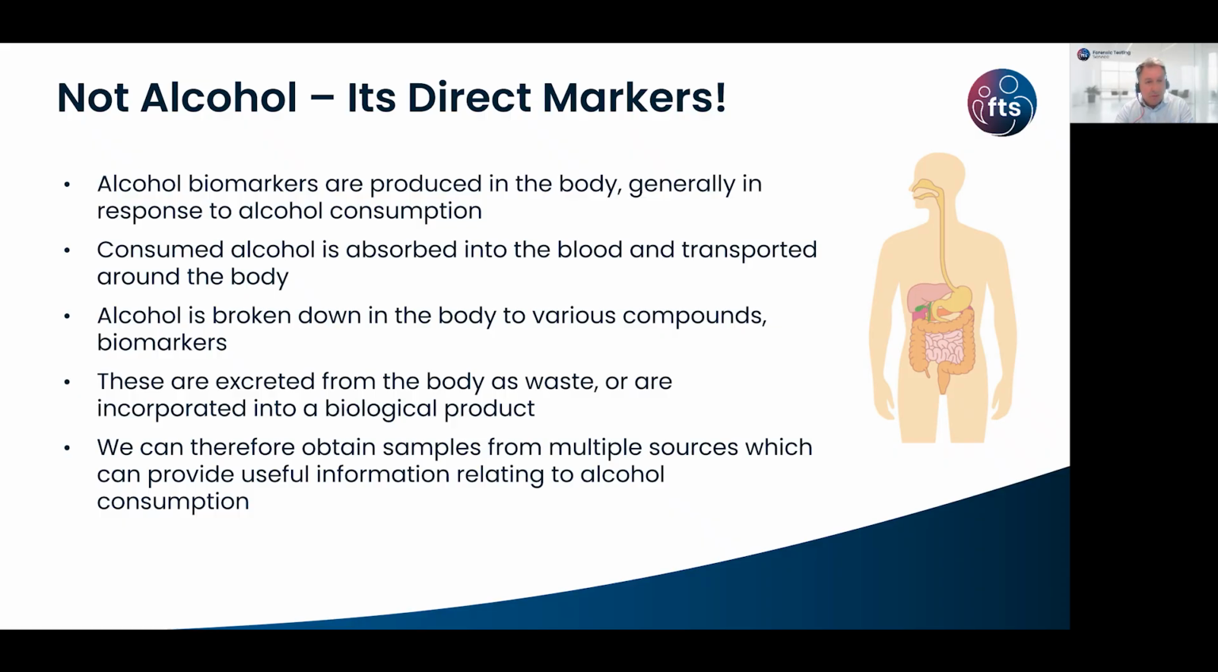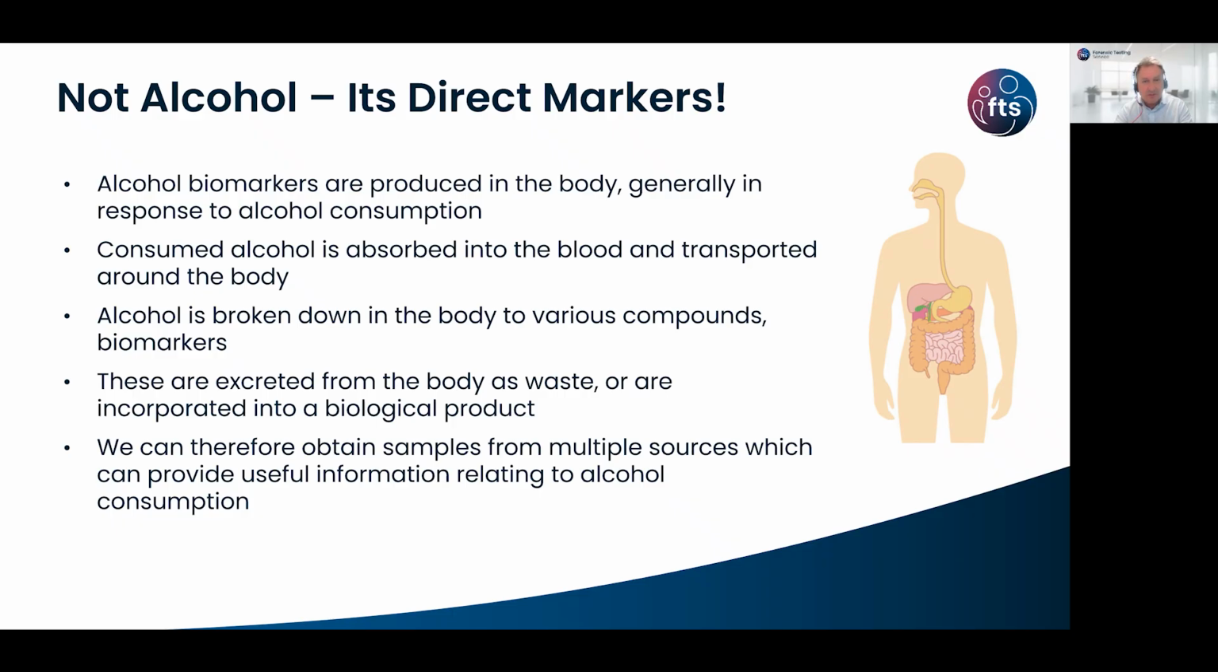So when we're testing for alcohol, we're not actually looking for alcohol, weirdly. We're actually looking for what's called the biomarkers of alcohol, and this is what's produced in the body, which is generally in response to you consuming alcohol. So consumed alcohol is absorbed into the bloodstream like anything that you would ingest, and it gets transported around the body and it gets metabolized. So it breaks down as it goes through the body to various different compounds, which for the purpose of this we'll call biomarkers.